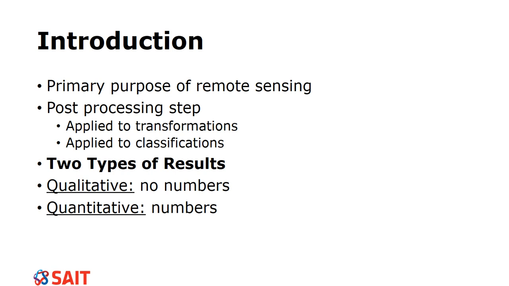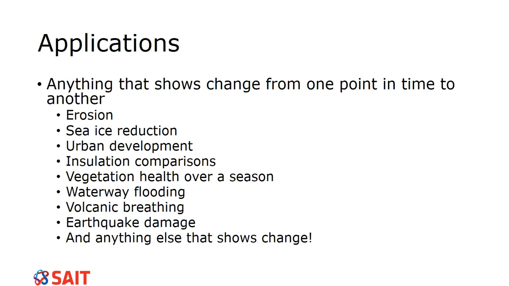We almost always apply this to transformations, not to raw bands, and we also apply this to classifications. So there are 2 types of results: qualitative and quantitative. Qualitative means that there's no numerical result. It's merely seeing class changes or changes that we can point out in a particular area. Quantitative means that I can actually give numbers to it.